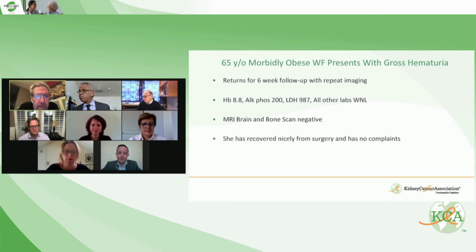With repeat imaging. She has a hemoglobin of 8.8, an alkaline phosphatase elevated at 200, an LDH elevated at 987. All of her other laboratory studies are within normal limits. We do get an MRI of the brain, and we also get a bone scan, both of which are negative. And quite honestly, she feels great. She's recovered nicely from surgery, and she really has no complaints.